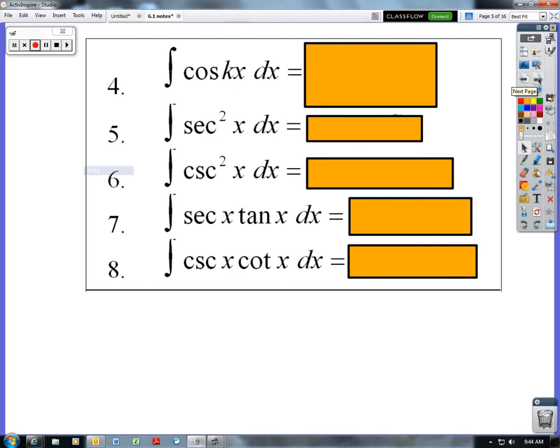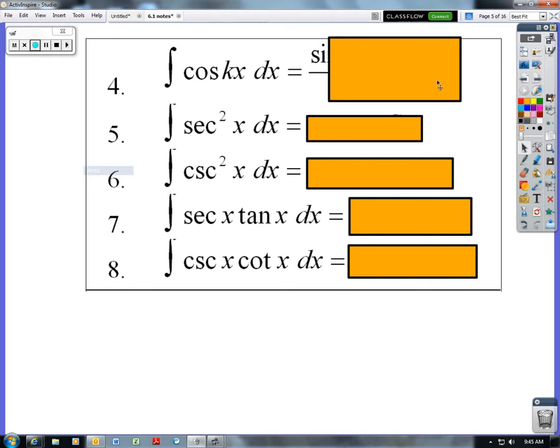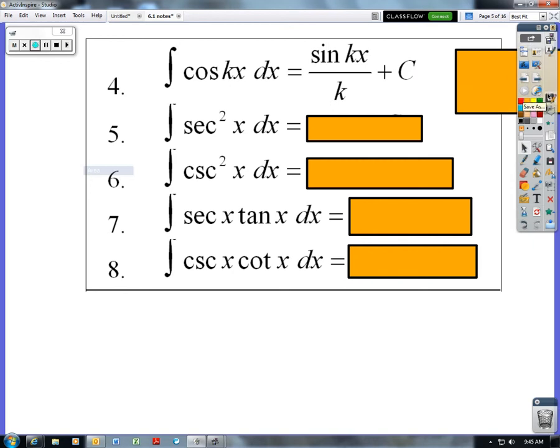And then the integral of cosine of kx, think of a function whose derivative is cosine, and that's going to be sine. And again, we have to divide by that k. Okay, what function has a derivative that's secant squared? And that's going to be tan.